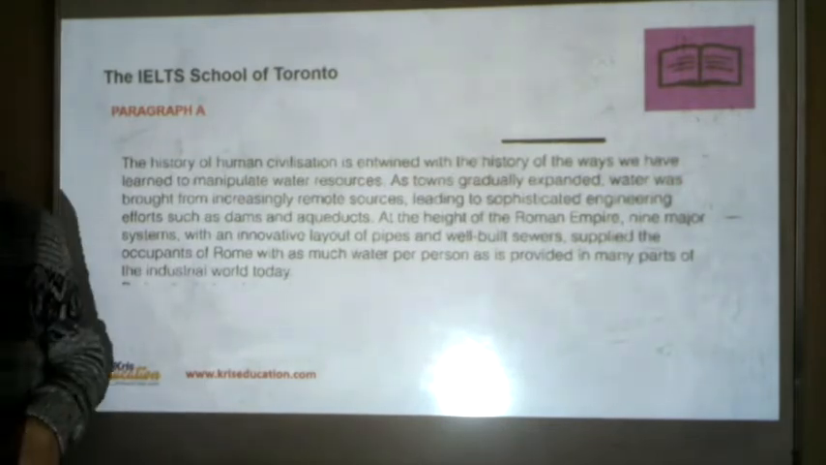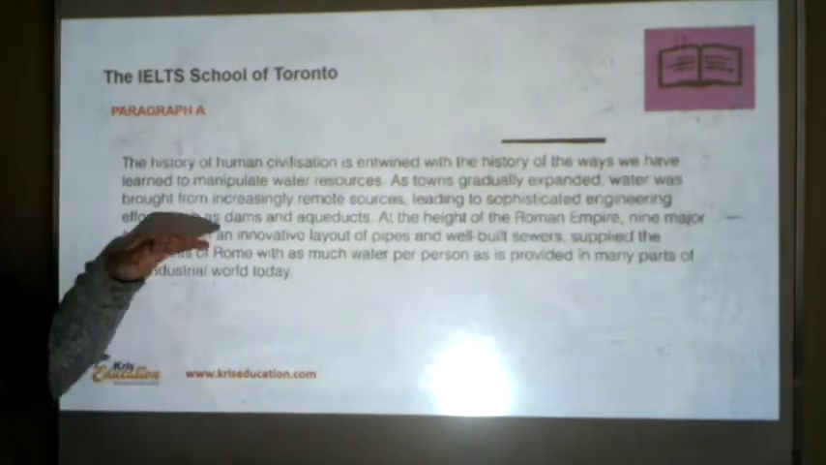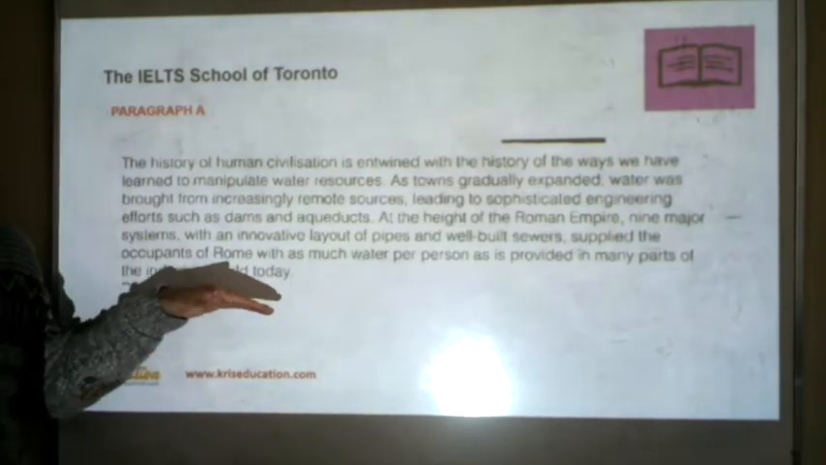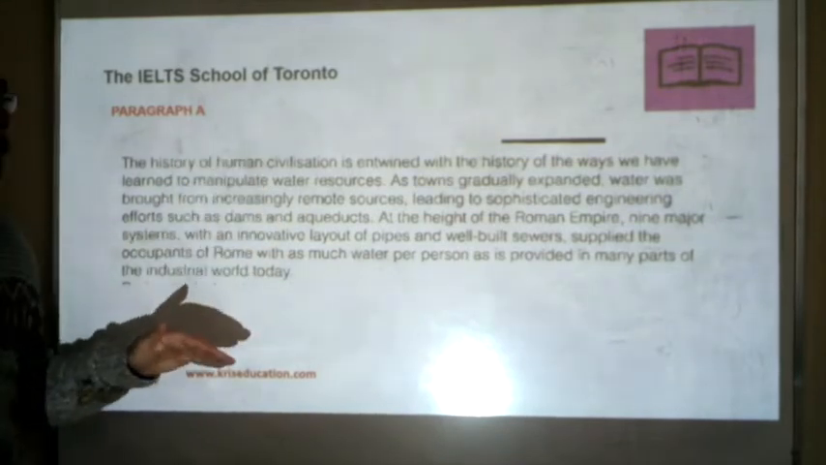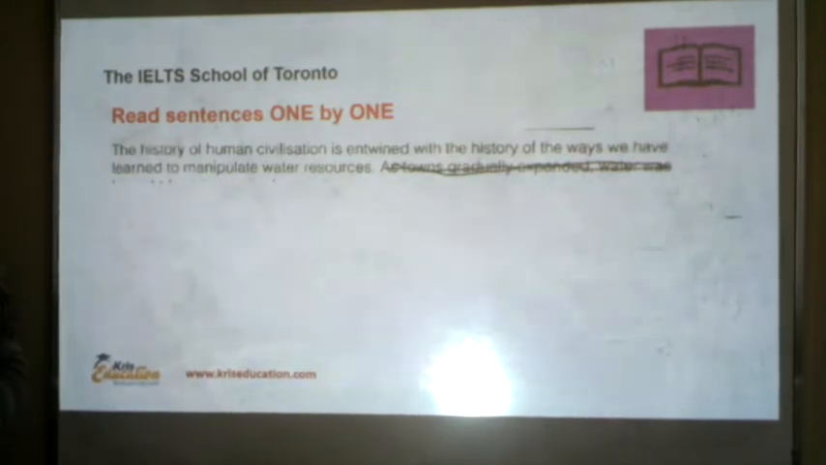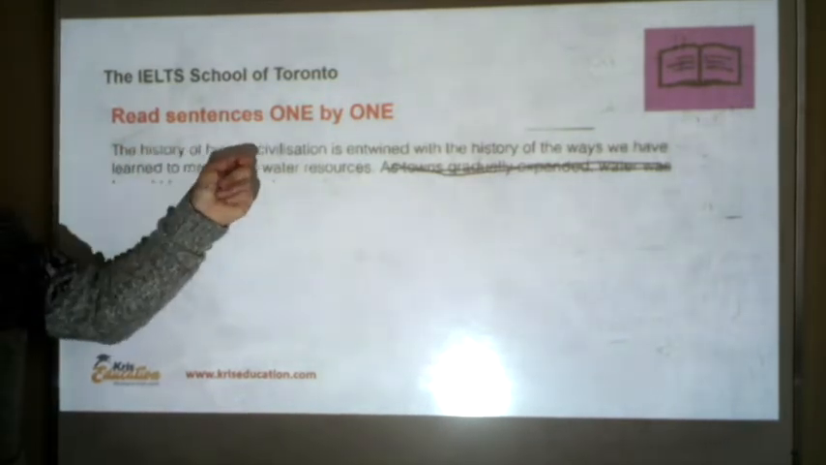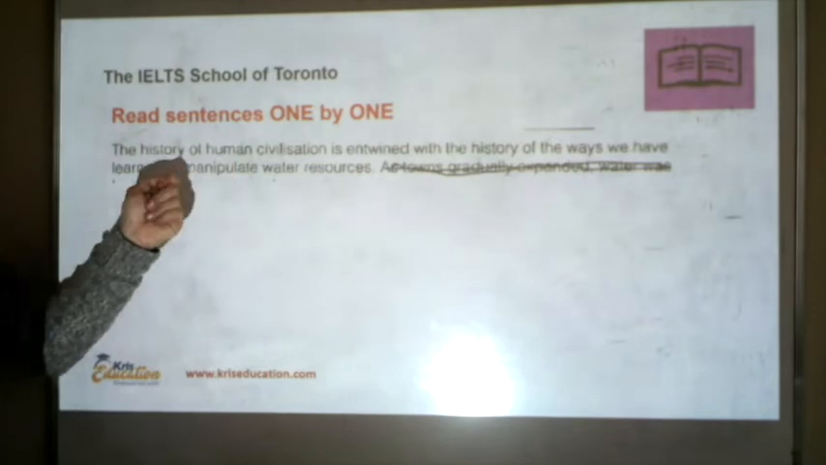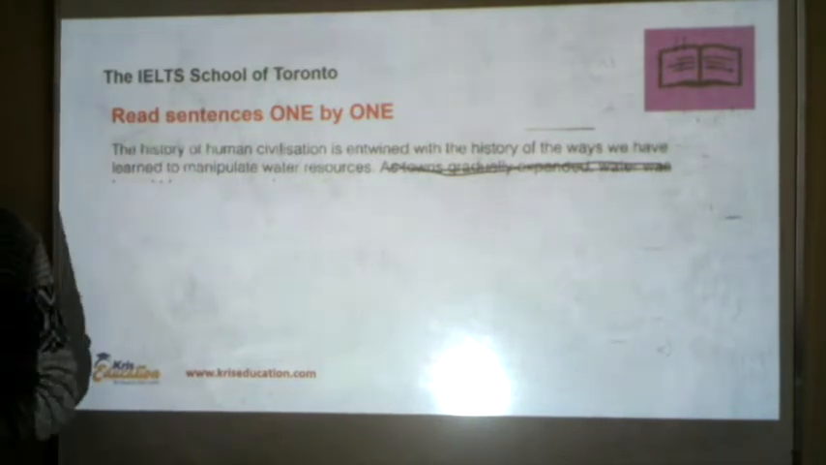One thing very, very important to do in IELTS is read the sentences one by one. Don't ever read two sentences together because that might be too much information. So read the first sentence first. Here it comes. "The history of human civilization." History, so the keywords are human civilization, history, manipulate, water resources, and so on. And what is this sentence? Ask yourself the question, what is this sentence telling you?